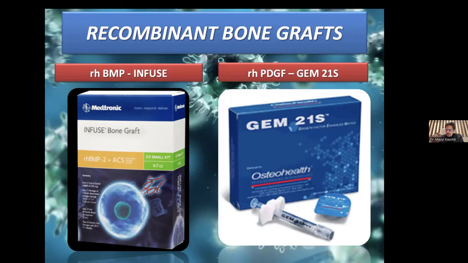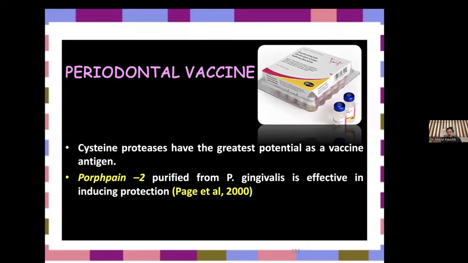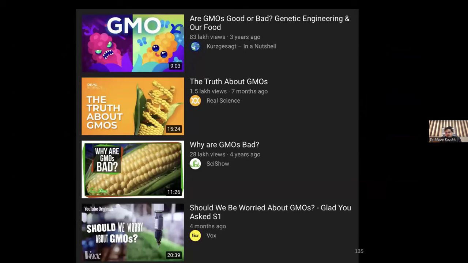And again, majority of the vaccines are produced by recombinant DNA technology. Periodontal vaccine also was tried, but the issue with periodontal vaccine was it is a multifactorial disease. So it is not exactly that one microorganism can be targeted. Okay. With this technology, what we are doing is we are modifying our foodstuffs. So genetically modified organisms are being used in our foodstuffs.